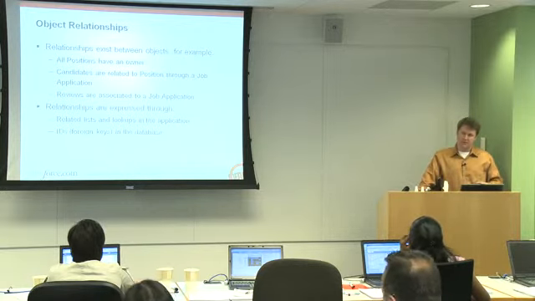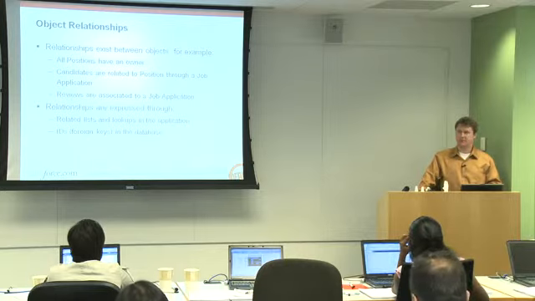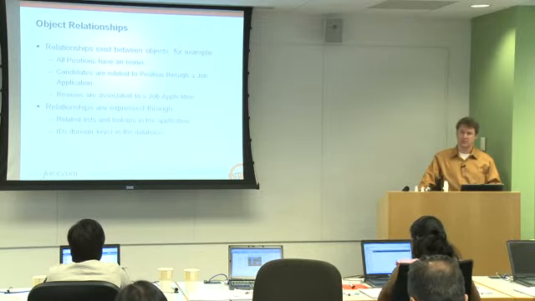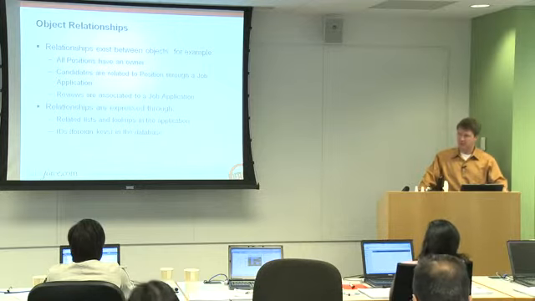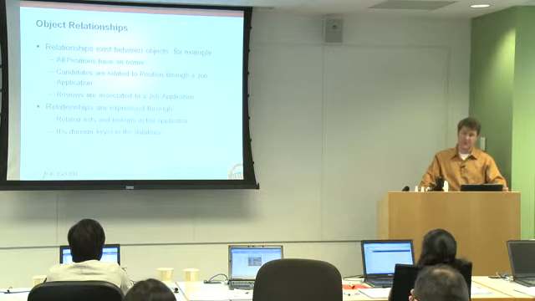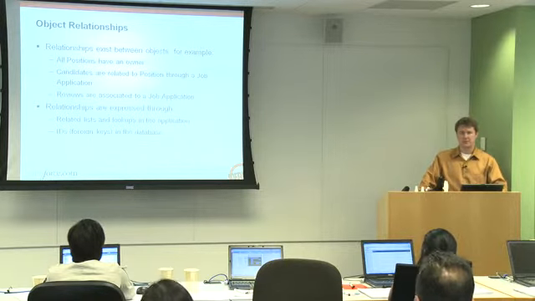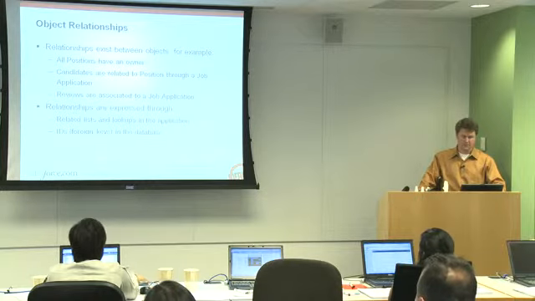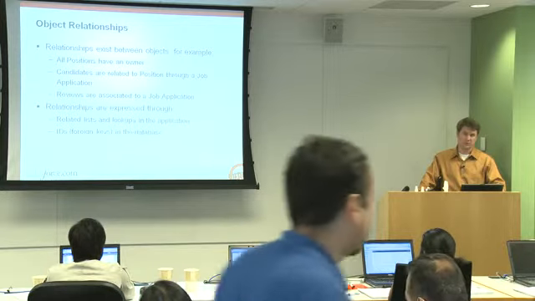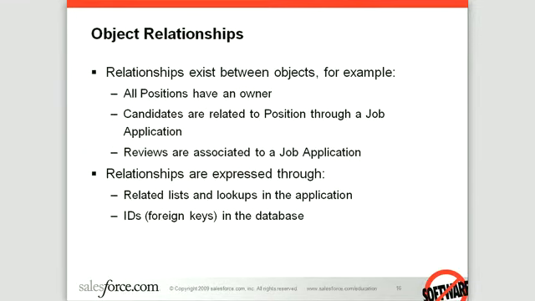In our data model, we have relationships which enable us to have a relational data model so that we can segment our data and not have to store data redundantly in different locations. So for instance, candidates are related to job applications, and job applications are related to positions. Reviews are associated with job applications. There's a couple of ways that we see this.